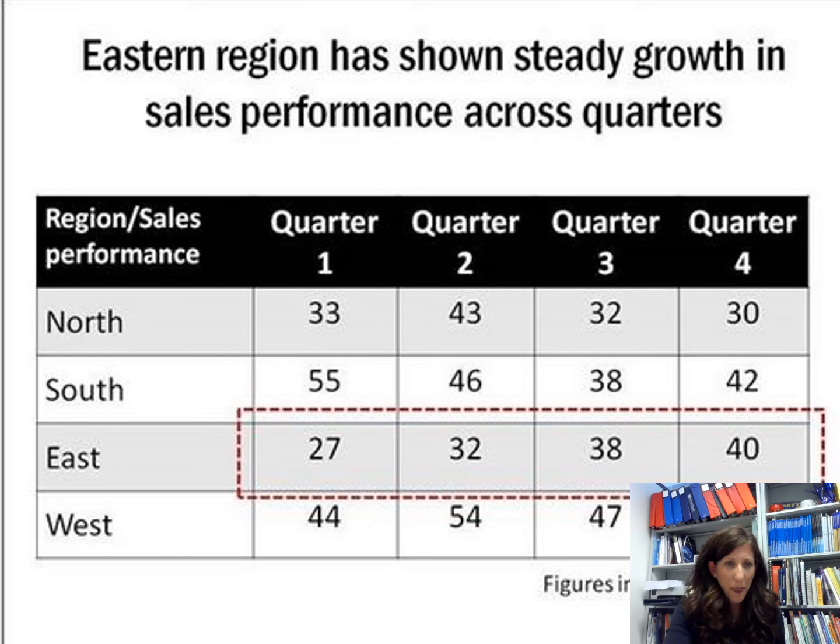If we go back and look at this, well, let me go back. Okay, well, I guess because I'm recording, I can't go back. But if you recall, in the previous slide, it just simply said sales performance, but it didn't really tell the audience what they should specifically be getting out of the slide and where to look. Here you can see I've included a specific declarative sentence. Eastern region has shown steady growth in sales performance across quarters. And in addition to that, I actually drew your attention to the Eastern region, right?